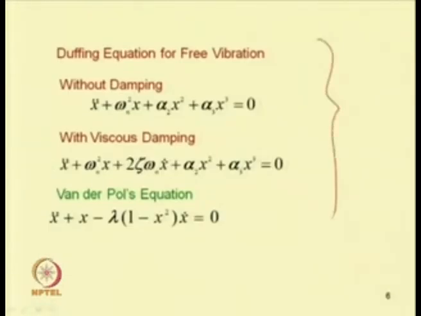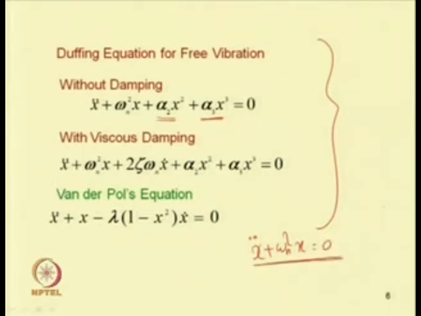In case of free vibration, we will study this Duffing equation. Without damping, the equation can be written as x double dot plus omega n square x plus alpha 2 x square plus alpha 3 x cube equal to 0. This is the quadratic nonlinearity and this is the cubic nonlinearity, and in case of systems without nonlinearity, it reduces to x double dot plus omega n square x equal to 0.